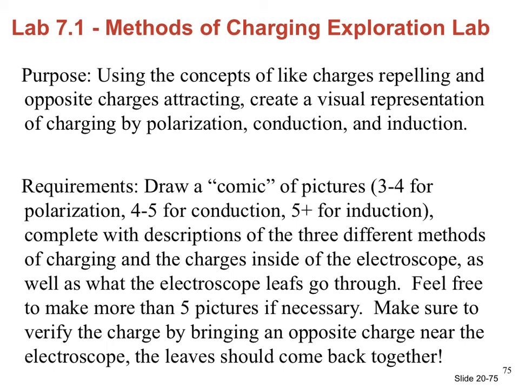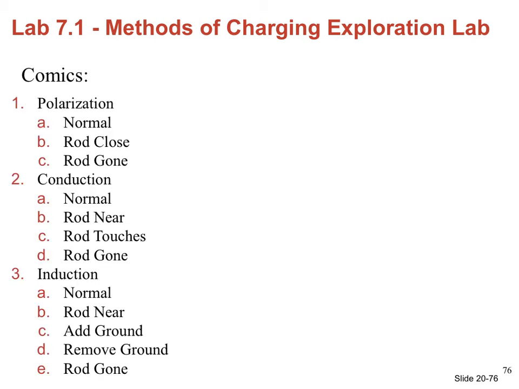Now in class, you would make sure to verify the charge by bringing the opposite charge near the electroscope to make sure that the leaves come back together. If we're doing it digitally, we can't really do that. So the comics, what do you need to do? Polarization. And remember, we're always talking about an electroscope, and this is the easiest way to draw an electroscope. And this is how it starts, right? It's got two leaves at the bottom, and it's got a ball at the top.